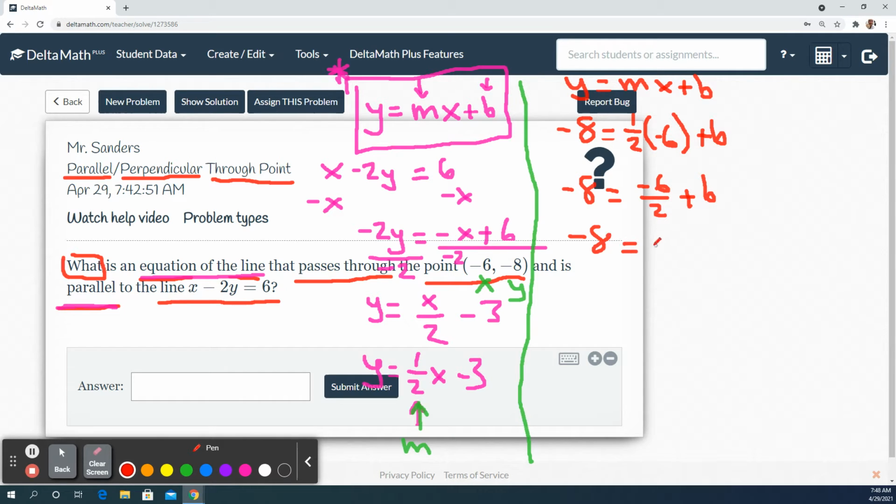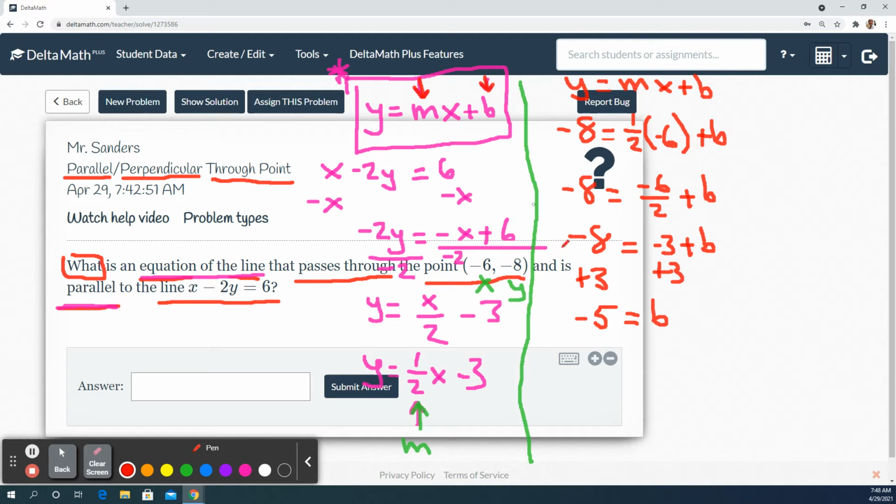Negative 8 equals negative 3 plus b. Add 3, negative 5 equals our b. Are we done? No, remember, we want the equation of a line. What is the equation of the line? So, plugging all this in, lastly, remember, these are your parameters. These are what you're looking for.